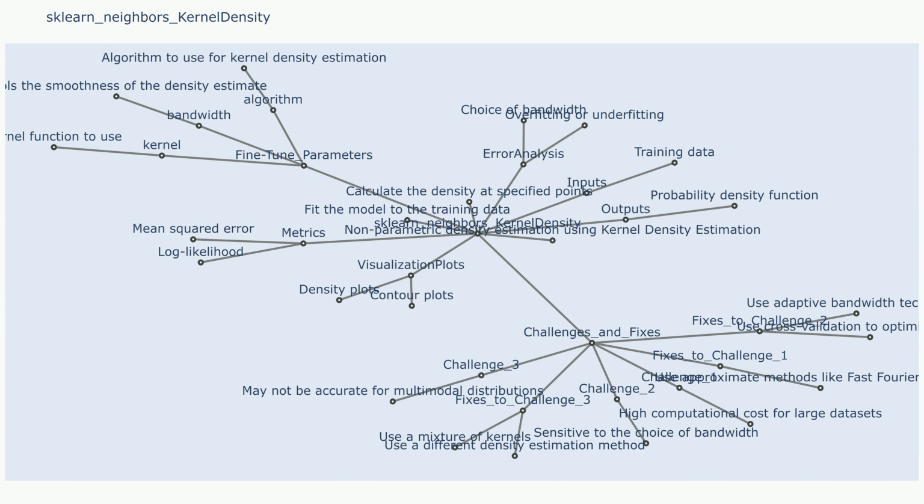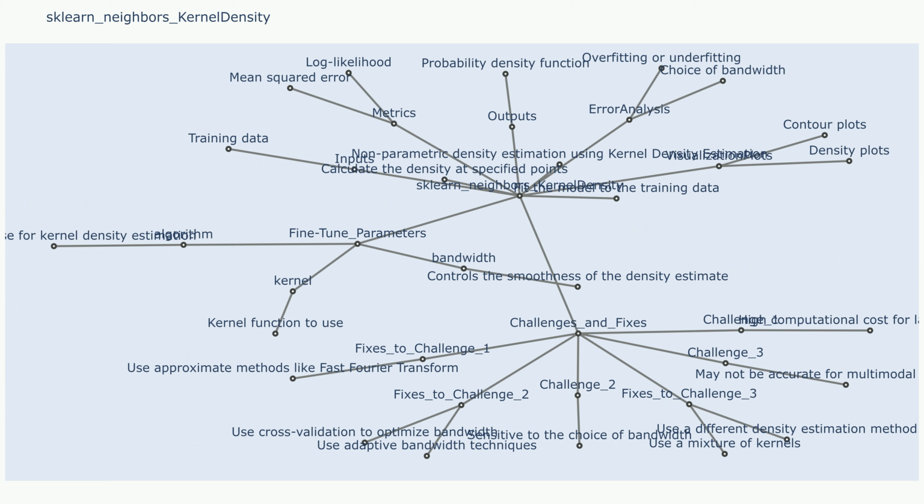Fixes to challenge 1: use cross-validation to find the optimal bandwidth. Consider using adaptive bandwidth techniques that vary the bandwidth based on the density of the data. Challenge 2: handling high-dimensional data.